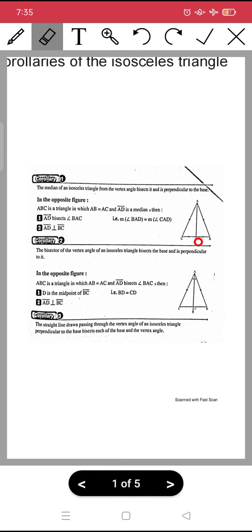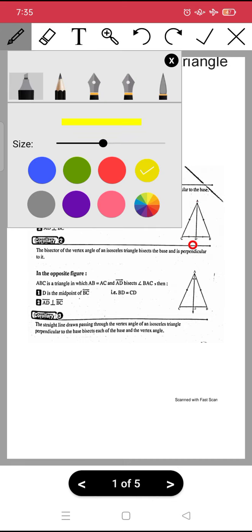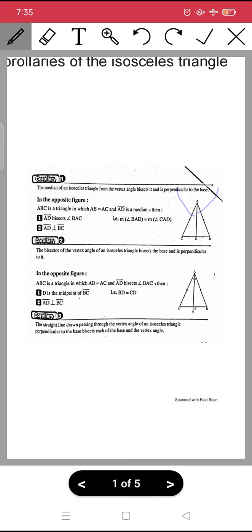measure angle BAD equal to measure angle CAD. So these two angles, this one and this one, will be equal in measure, and it will be perpendicular to the base. AD is perpendicular to the base.